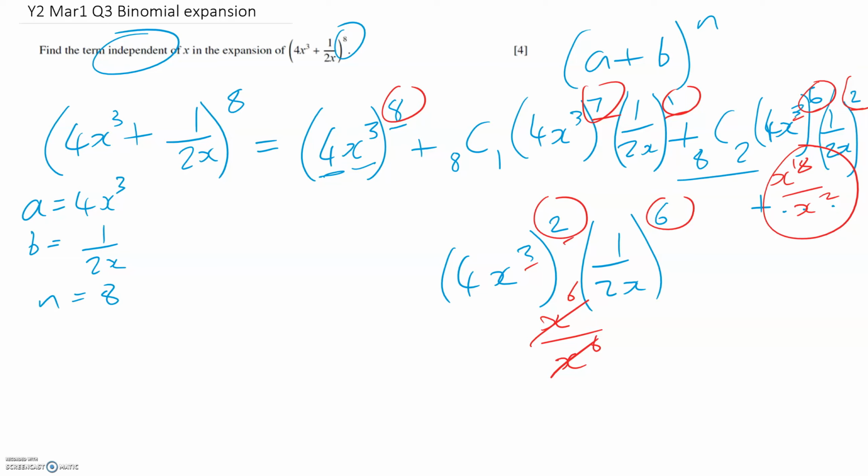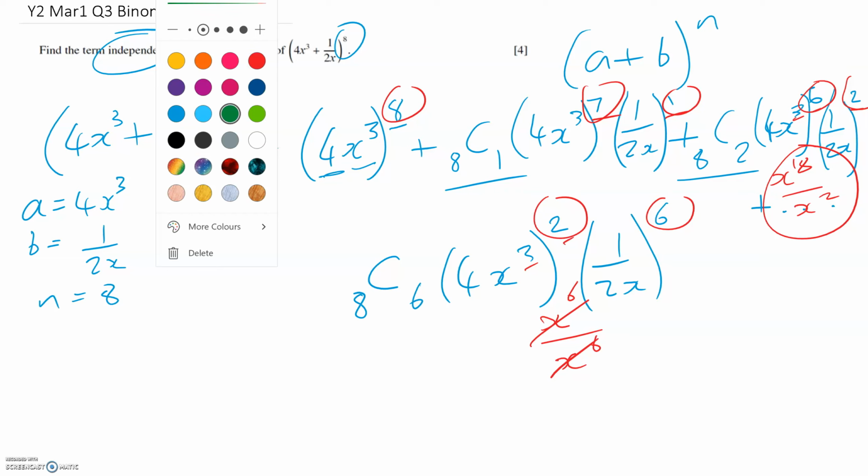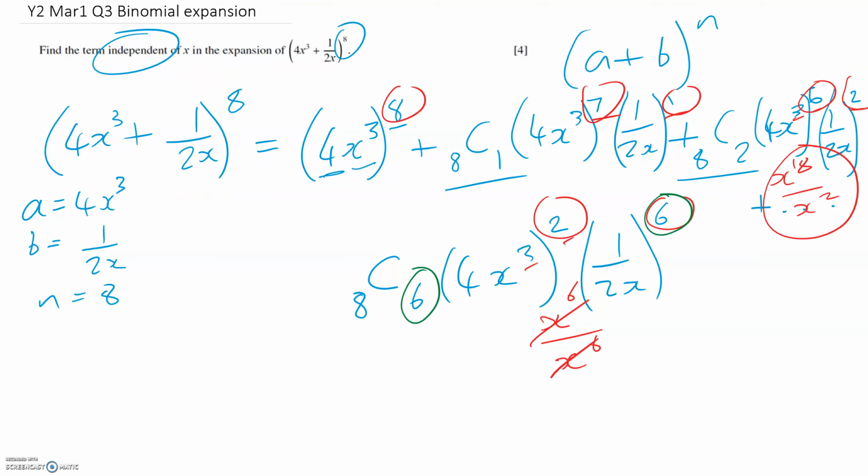Don't forget, we need this at the front here. Now this will be 8 choose 2, and that'll be 8C6, because what goes here is always the same as this power here. We had a 1 here, and that was a 1. We had a 2 here, and that was a 2. So that is the term we want, because the x's will all cancel. So now we just have to work out what this term actually is.